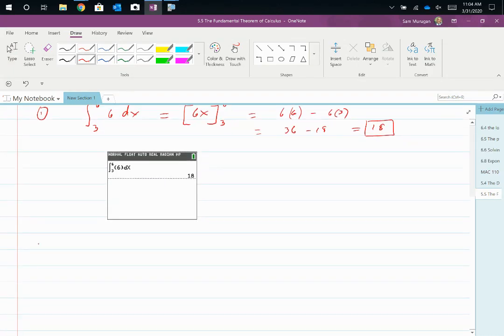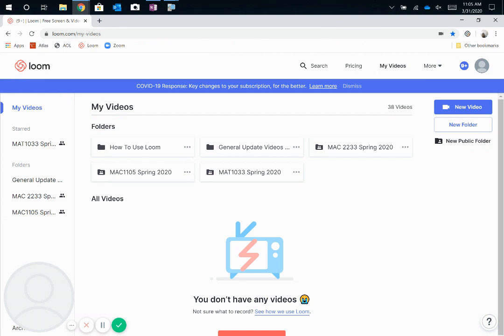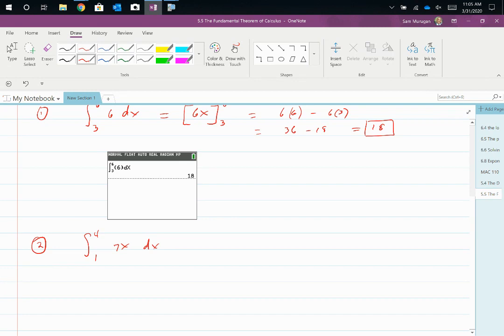Moving on. Question 2 is the integral between 4 and 1 of 7x dx. Let me just make sure this thing is recording. Sometimes I get hallucinations when I think I'm recording and nothing is recording, okay?